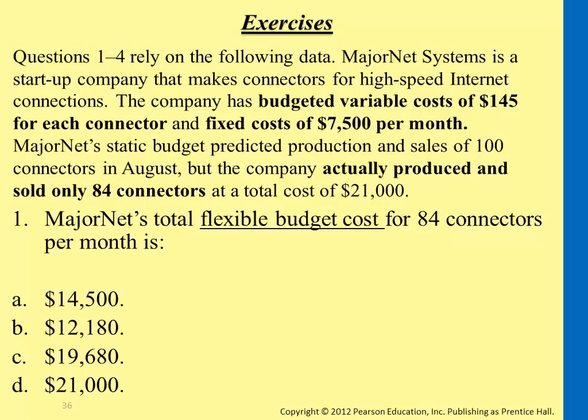All right, so take a minute to read this problem here. It's about a connectors production business, and they budgeted variable cost for each connector, $145 per connector. Fixed cost for the entire month is $7,500. Now, the static budget predicted that there would be 100 connectors sold, but actually they produced and sold only 84 connectors. Now try to calculate the flexible budget cost here for 84 connectors. Not the variances, just the flexible budget cost, not the differences.